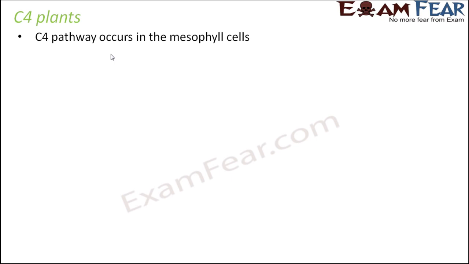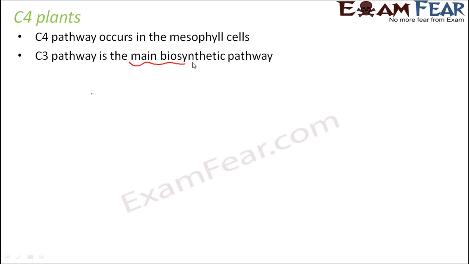Now these cells lack the enzyme called rubisco. That is why a C3 cycle cannot take place. So C4 pathway will happen only in the mesophyll cells. However, C3 pathway will still remain as the main biosynthetic pathway because in all other cells, rubisco enzyme is there and therefore C3 cycle can take place.